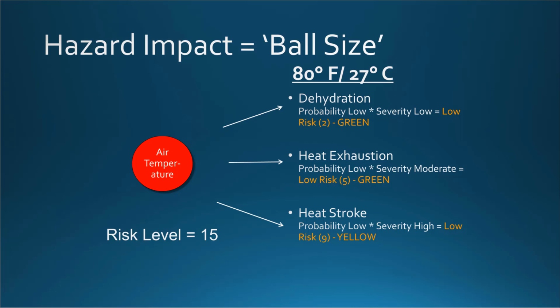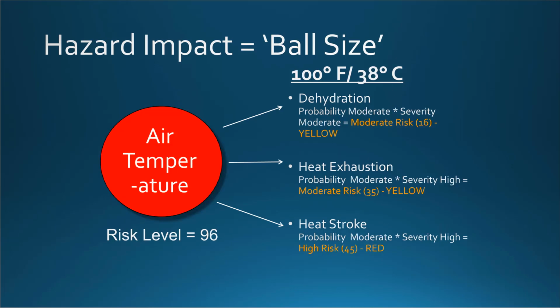Let's change the temperature. Let's imagine that it's now 100 degrees Fahrenheit or 38 degrees C. Okay? Dehydration. The probability of that at 100 degrees is moderate, and the severity is moderate. So now we have a moderate risk level of 16. We're in the yellow zone. Heat exhaustion, the probability is moderate. The severity is high, so we're also at a moderate risk, higher up in the yellow zone.